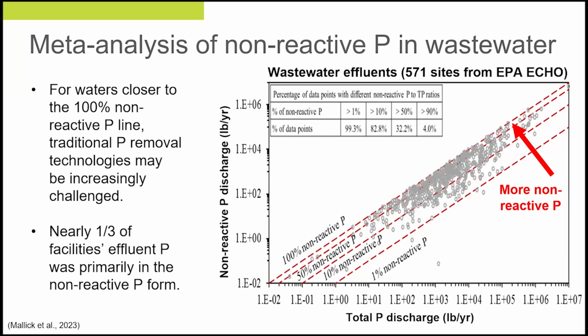Yeah, so across that whole range of points that you can see, one of the interesting findings is that about a third of these facilities that we looked at had their effluent primarily in the non-reactive phosphorus form. And so, again, important for discharge limits, important for what happens to that phosphorus afterwards. Even if it's discharged as non-reactive, when it gets into the environment, at some point through different physical and chemical processes, it's going to convert into a reactive form. And so, what happens to it was really our focus here.